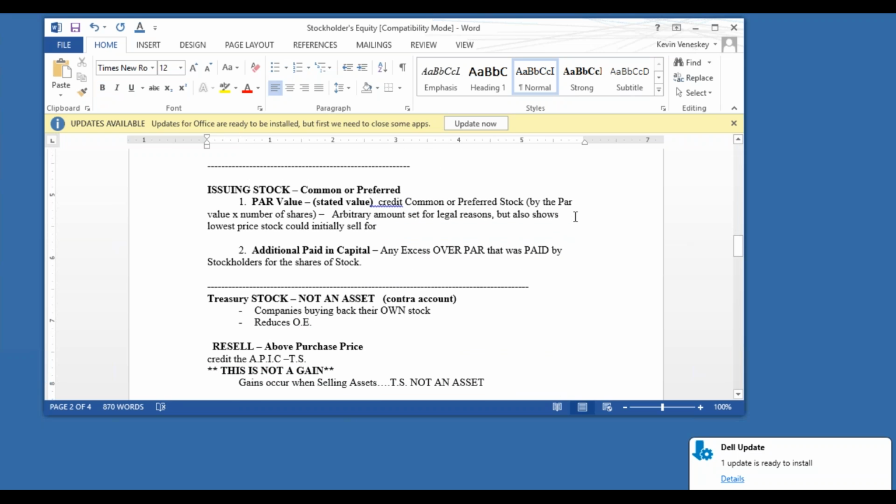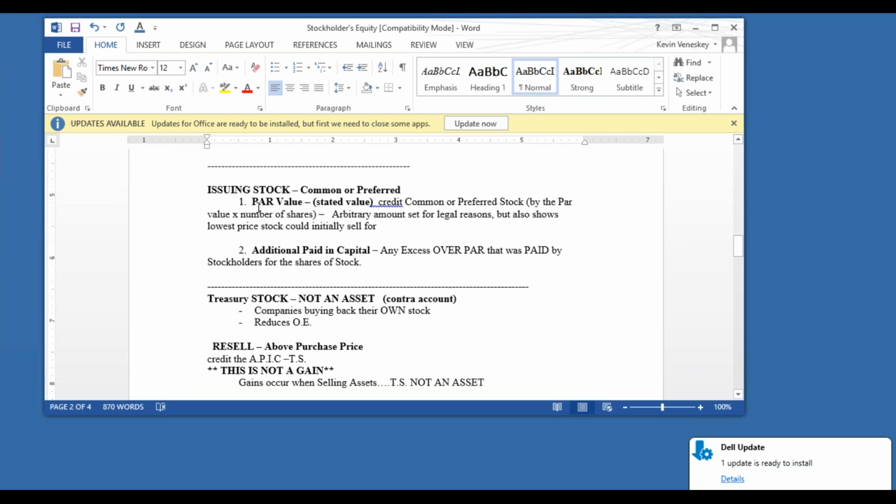Now with issuing stock, how we do that with journal entries. The first thing we always have to look at is the par value. The par value, just to give you a real quick definition, we're going to have a par value with both common or preferred. And the par value is simply an arbitrary amount set for legal reasons. Something you should know is that it's not really important. The only thing it really goes to show you is that when the company first issues their stock in that IPO, initial public offering, they just can't sell it below that. That's kind of what the par value is.